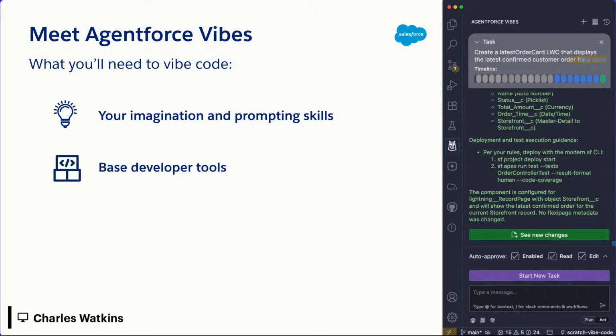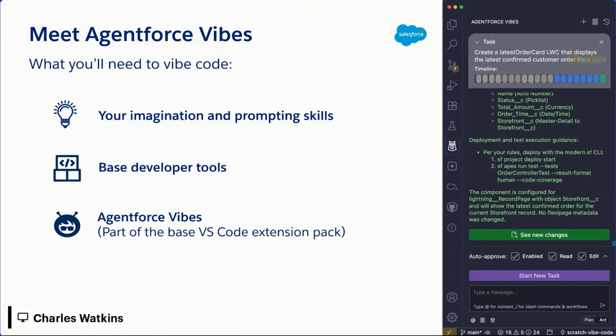The next thing you're going to need are some basic developer tools. Specifically, you're going to need Visual Studio Code, which is free, and you're going to need the Salesforce DX extensions, which include Agentforce Vibes, which is also free. Agentforce Vibes is, again, part of the VS Code extension pack, as I said. And then finally, you're going to need some MCP servers. Specifically, the only one you'll really need is the Salesforce DX MCP server, and that's going to be already configured when you download and start using Agentforce Vibes.